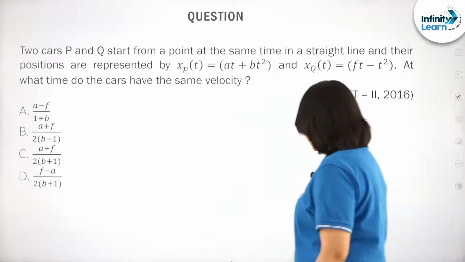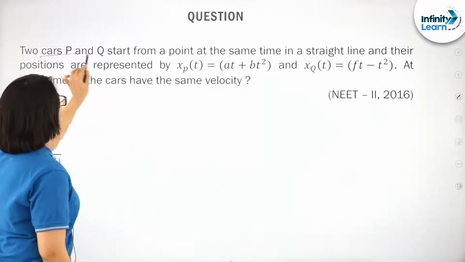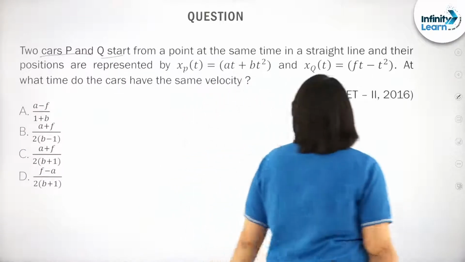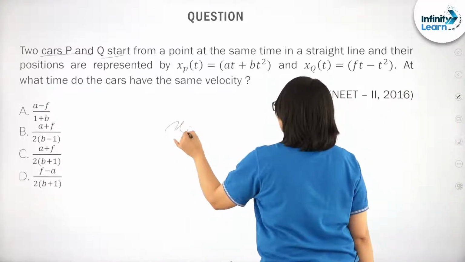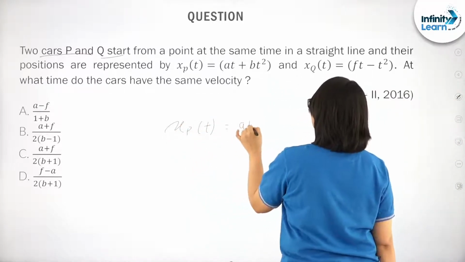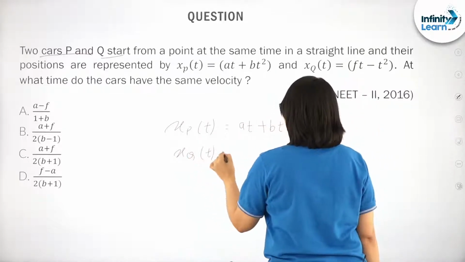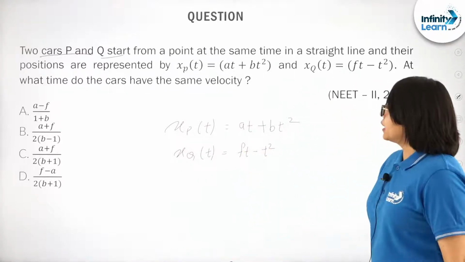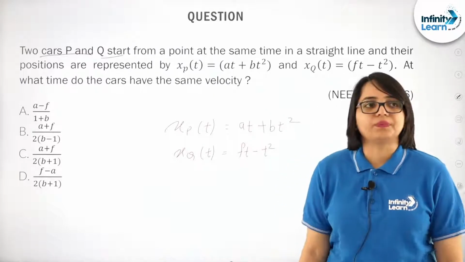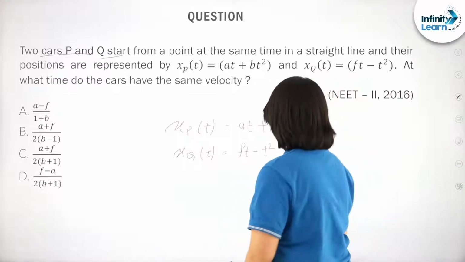Now let's solve one question. This question was in NEET 2016 paper 2. We have two cars P and Q, and these two cars start from a point at the same time in a straight line, and their positions are represented by x_p(t) = at + bt² and x_q(t) = ft − t². At what time do the cars have the same velocity? ये हमें पता करना है. ठीक है. At what time will the cars have the same velocity?